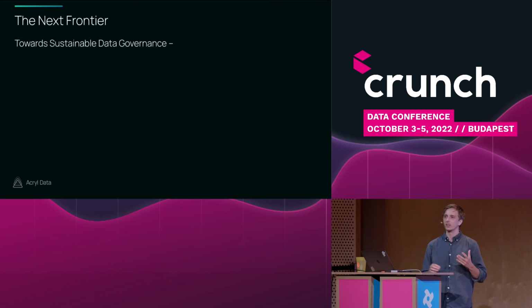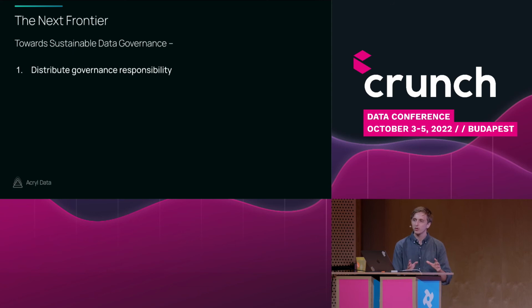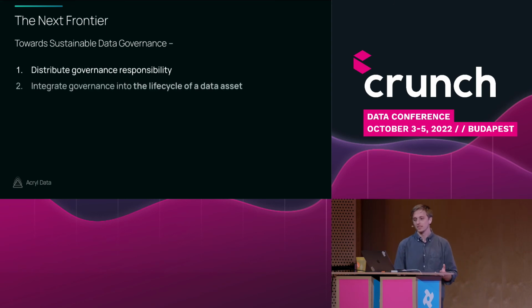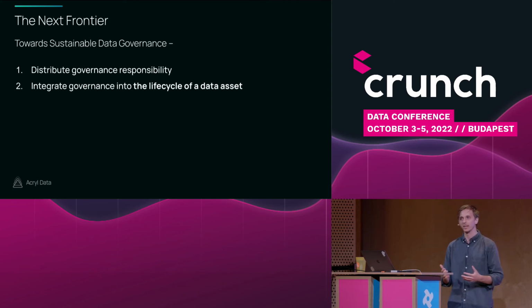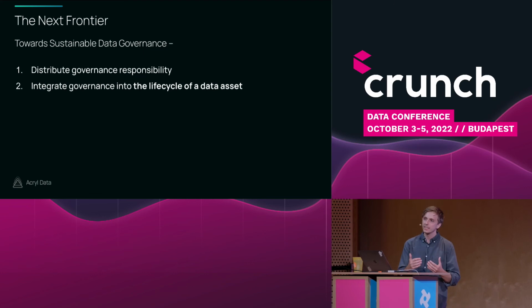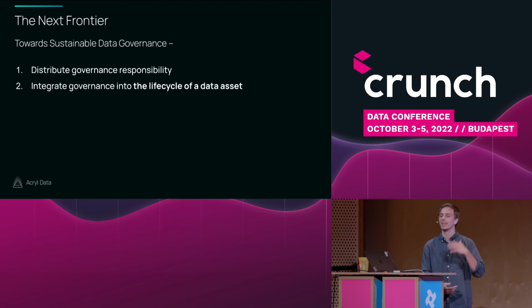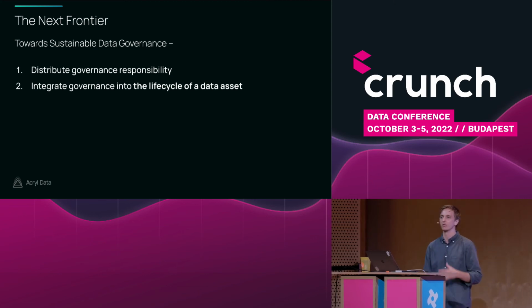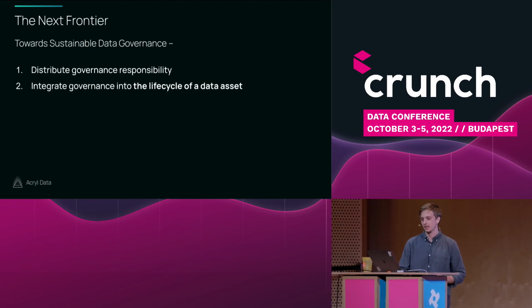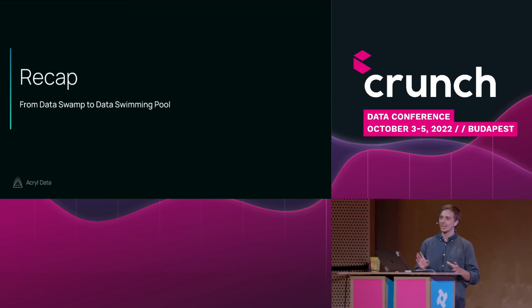And so we think that in the long term, sustainable data governance comes from two things. One, distributing the responsibility of governance beyond a central team, right? So making governance a priority for any team that's using data. The second is integrating governance into the life cycle of a data asset at your company. So imagine that when you create a table on Snowflake, you automatically have to provide the ownership, the description, and that semantic context that you need for a scalable data ecosystem. And that's the topic of our next talk.